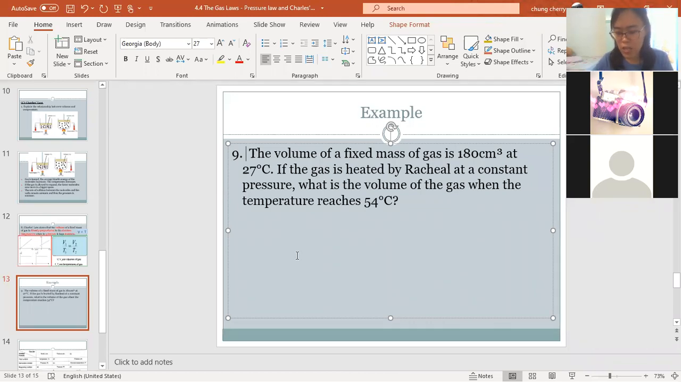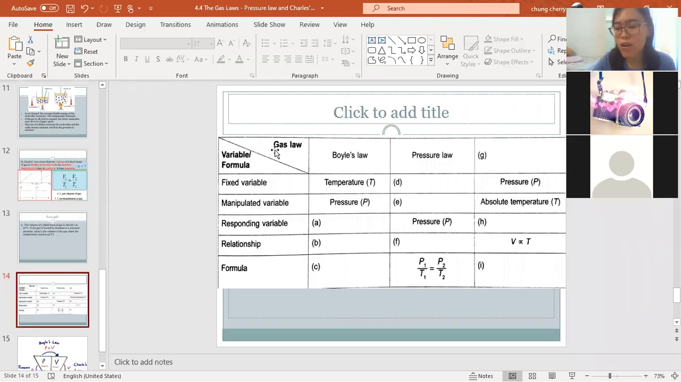Very good. Okay, now this is a summary. This one is not number 10. It's a summary of what we have learned about gas law. We have Boyle's law, pressure law. We will do it together now, then I will write the answer over here. I will snap a photo, then put it inside the WhatsApp group. Later on you check yourself. Okay? Note number 10.